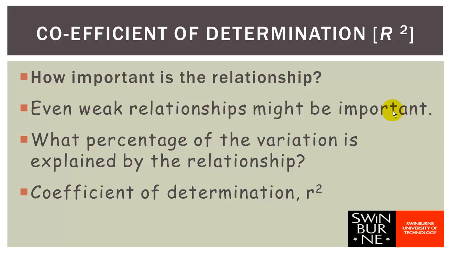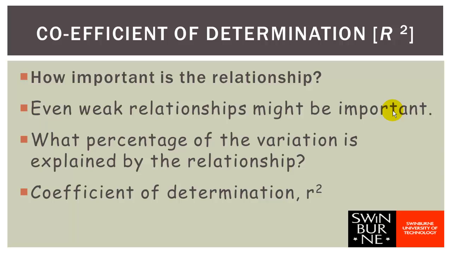Now, as I said before, just because a relationship is weak, according to our rough guidelines, it doesn't necessarily mean that it's not important. Most of the relationships that you'll come across in the social sciences are weak, and they're still of interest to us. So a better way to get a feel for just how important a particular relationship is to look at the value of R squared. And R squared is also called the coefficient of determination, and what it tells us is what percentage of the variability in the dependent variable can be explained by the relationship.